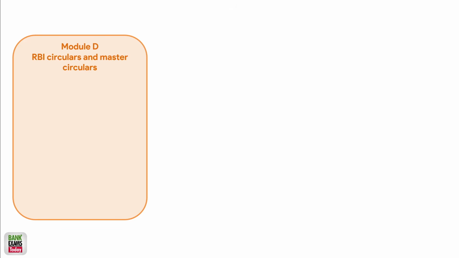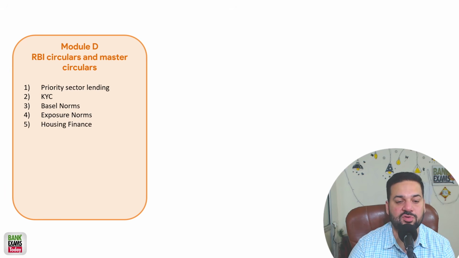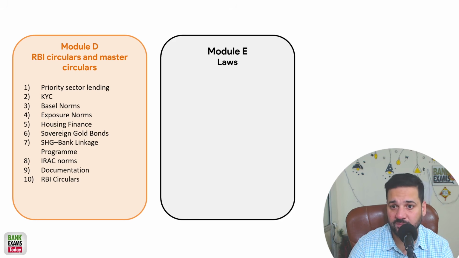Then in module D, RBI circulars for the past 1 year. And then Master Circular for Priority Sector Lending, KYC, Basel norms, the IRAC norms, also known as exposure norms, housing finance loans, SGB, SHG, and then IRAC norms, documentation, and RBI circulars for the last 1 year.